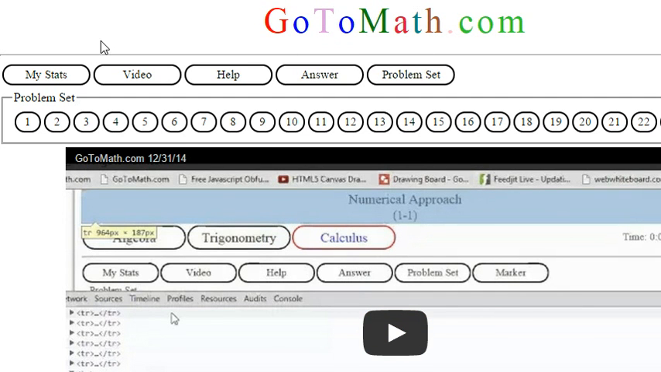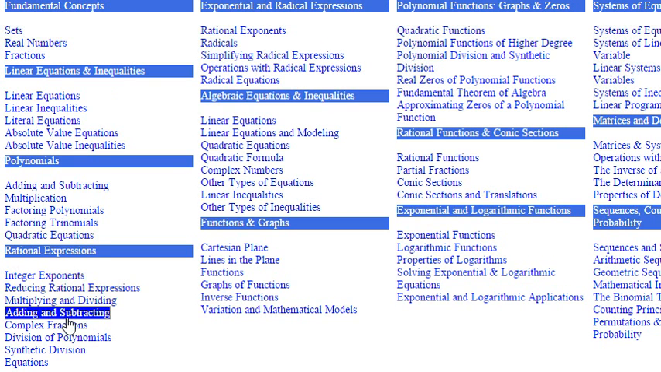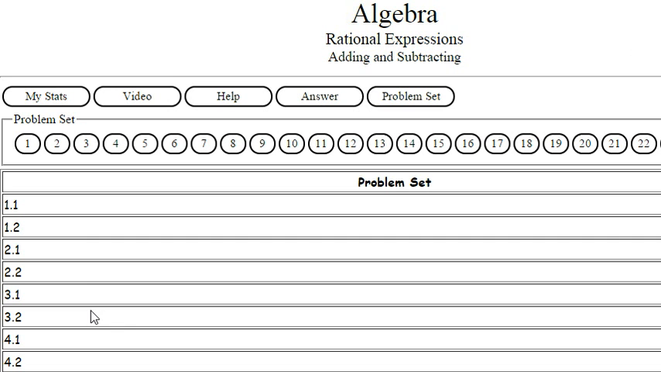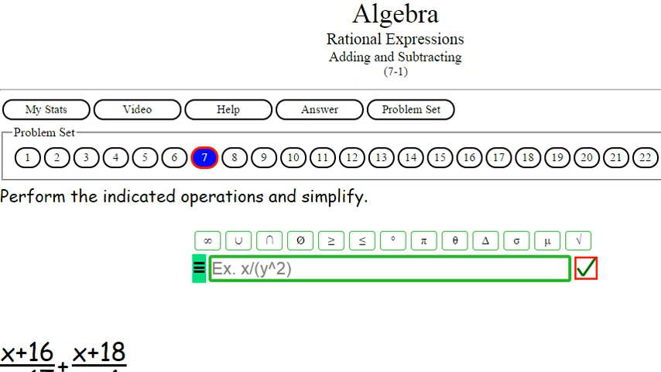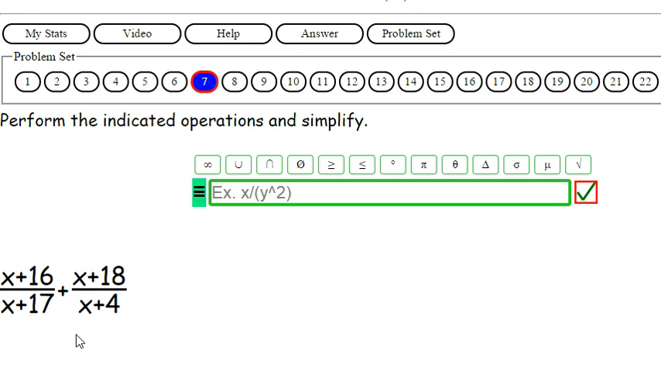Hey, we're here at go2math.com. Click on Algebra. Let's go down to adding and subtracting. And I believe we're doing 7.1. It looks to me like, whoa, what is that? 7.1.